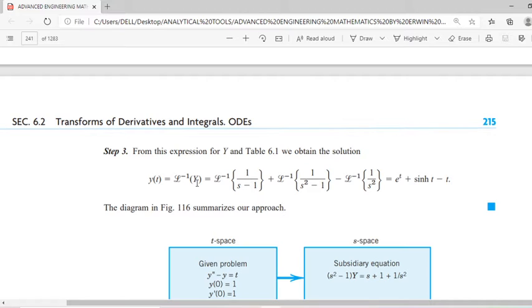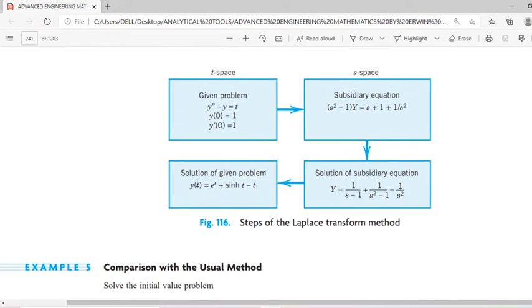L inverse of, so that can be substituted, that is L inverse of 1 by s minus 1 plus L inverse of 1 by s square minus 1, minus L inverse of 1 by s square, which are known results. What is L inverse of 1 by s minus 1? That is e raised to t. The second one is sinh t, the third one is t. So that is written like this. So this is an illustrative example.